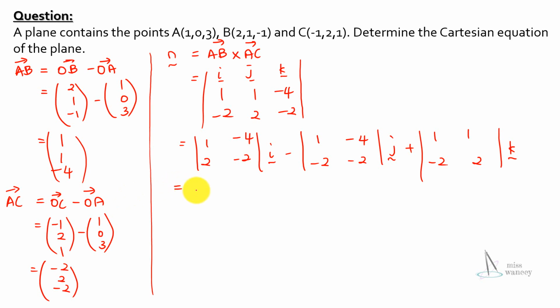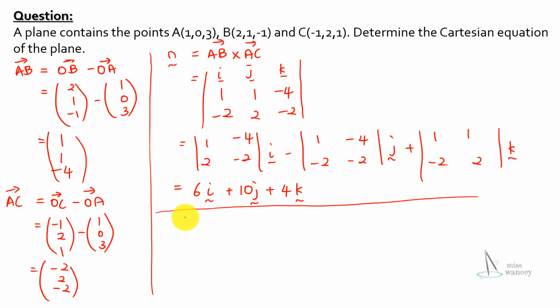And then of course, to calculate the determinant, we simply do ad minus bc. So negative 2 plus 8, so this is 6i. Minus, we got negative 2 minus 8, so it should be negative 10, so this is positive 10j. And then 2 plus 2, so this is plus 4k. So second step done. I already know the value of n.